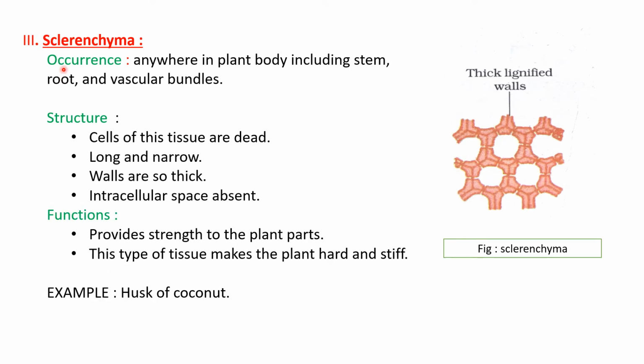The third type of simple permanent tissue is named sclerenchyma. Where can we find the sclerenchyma? Anywhere in the plant body, including stem, root and vascular bundle. So anywhere we can find the sclerenchyma. Structure, how does it look?